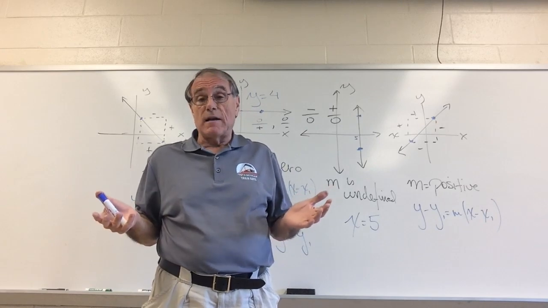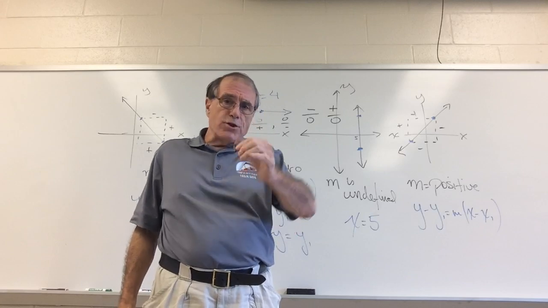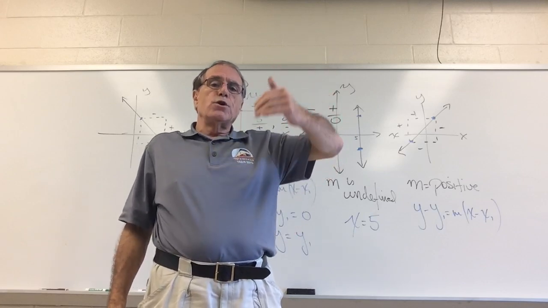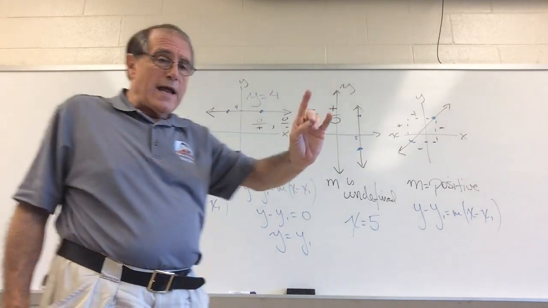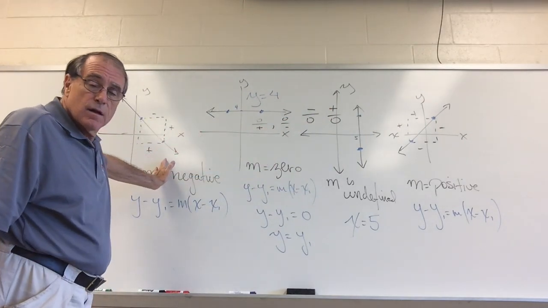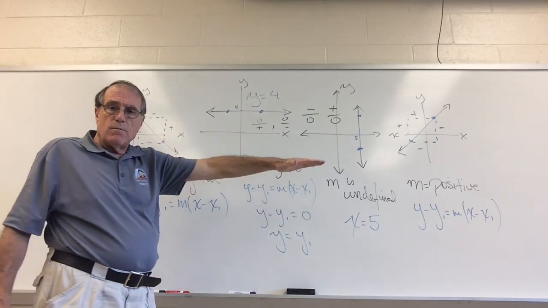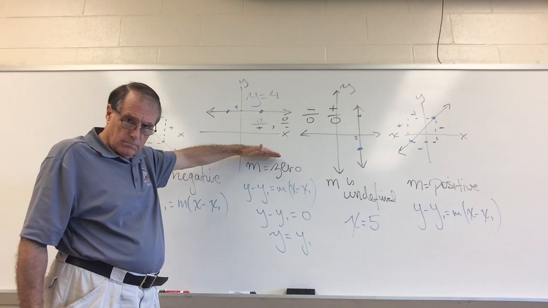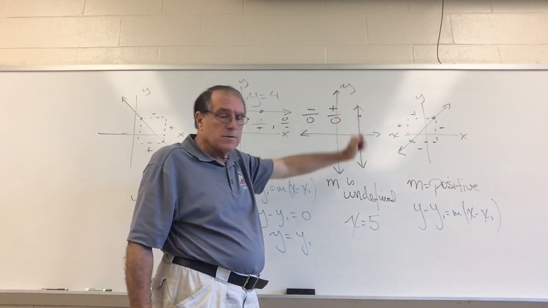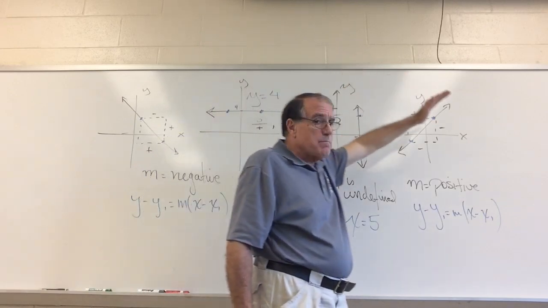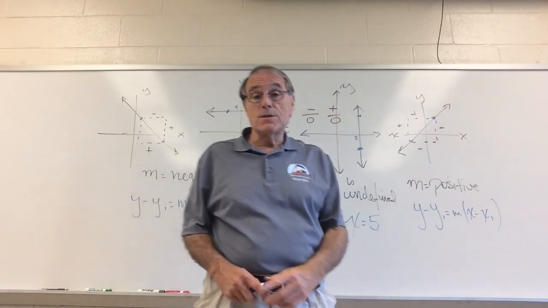Change in y divided by change in x. Slope has 4 values. Each corresponds to the direction of the line. Recapping, when the slope is negative, the line is decreasing. When the slope is 0, the line is horizontal. When the slope is undefined, the line is vertical. And when the slope is positive, the line is increasing. And that is the story of slope.